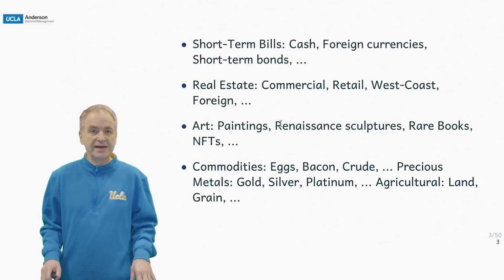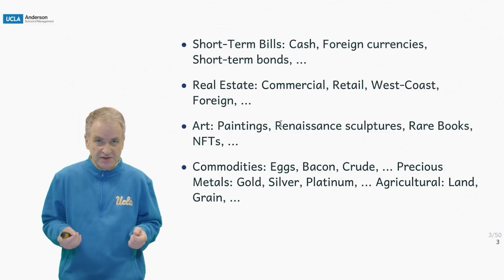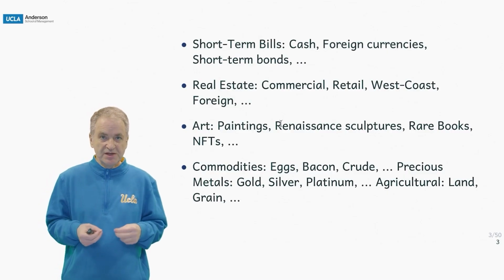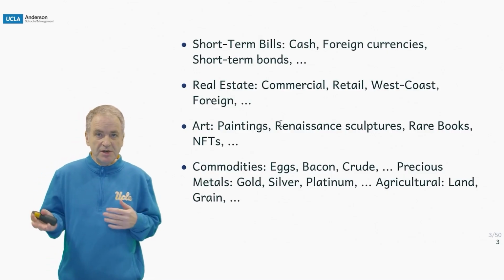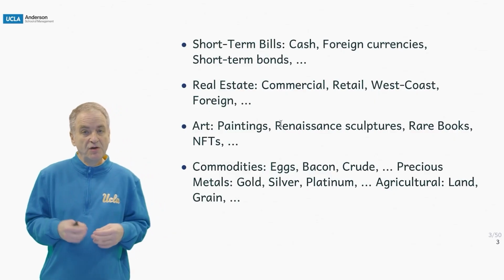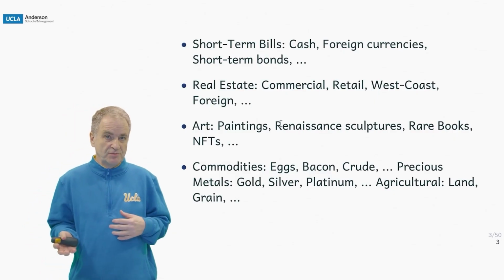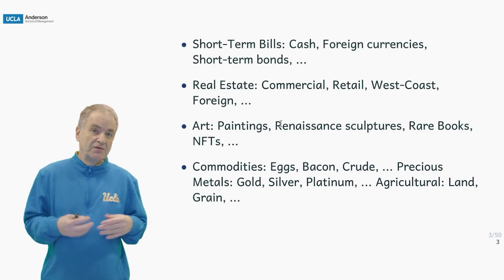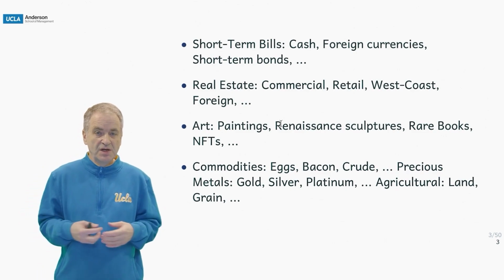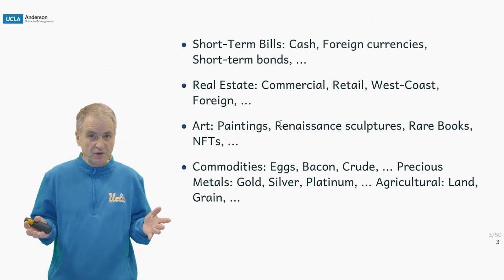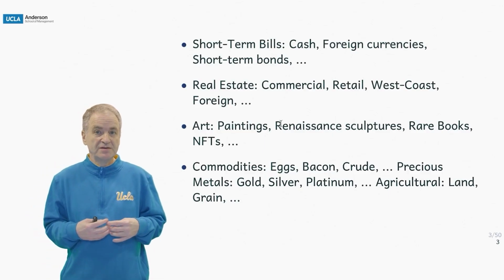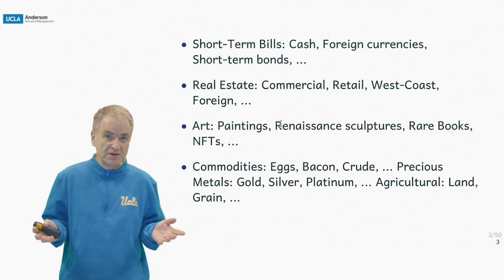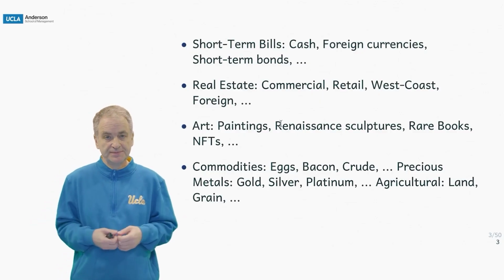There's also things like cash, and by cash we don't mean dollar bills in a drawer. What we mean is really very, very short-term investment instruments. So that could be a money market fund, that could be a bank account, foreign currencies, some short-term bonds, different things, just short-term fixed income. Then we have real estate as an asset class. So you can have a commercial real estate portfolio or a portfolio that has just retail or a real estate portfolio that's just on the West Coast or in some foreign countries.